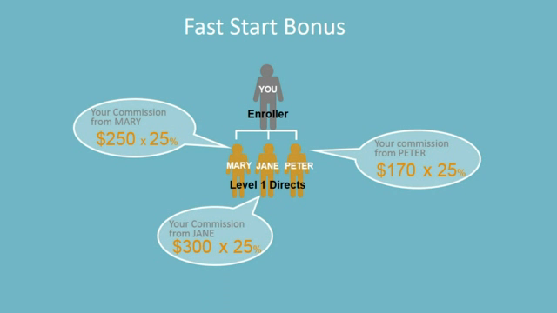Your commission from Mary is $250 times 25%. From Jane, it's $300 times 25%. And from Peter, you get $170 times 25%.